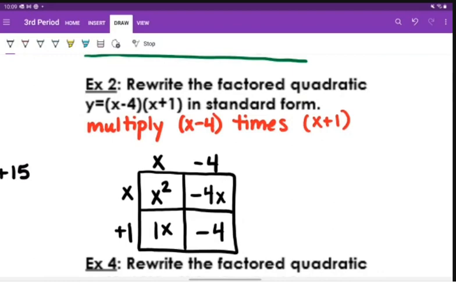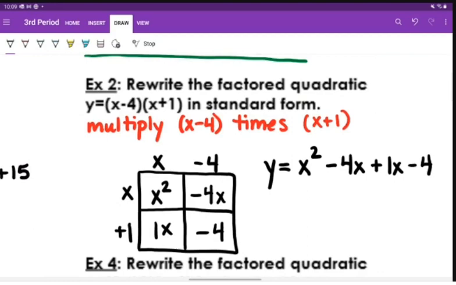Okay, so now we rewrite our equation in standard form, which is y equals the 4 terms inside our boxes. So x squared minus 4x plus 1x and minus 4. Notice the positive signs and the negative signs. If you ended up with a negative in one of your boxes, you'll have a minus. If you ended up with a positive in the box, you'll have a plus.